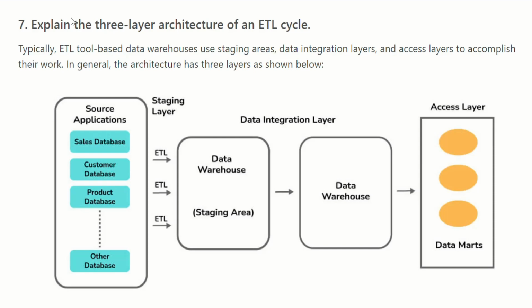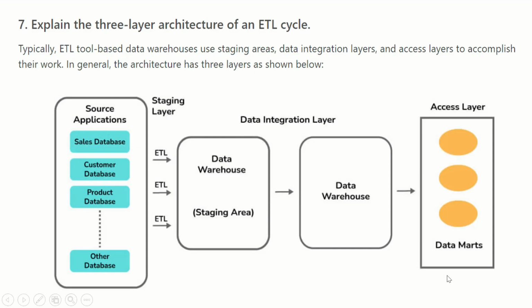So first you can observe here the source applications, like we are fetching the data from sources like the sales database, customer database, product database, and other databases. This is what you're observing here, the staging layer, where the ETL process is happening. So this is the data warehouse staging area. Then the data integration layer, where data moves from the staging layer to the data warehouse.